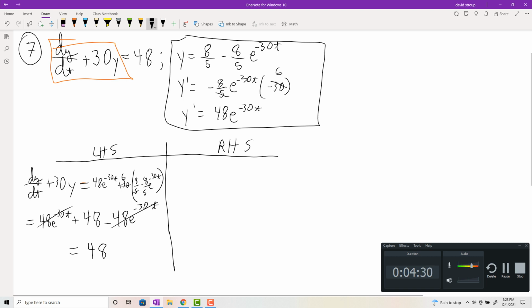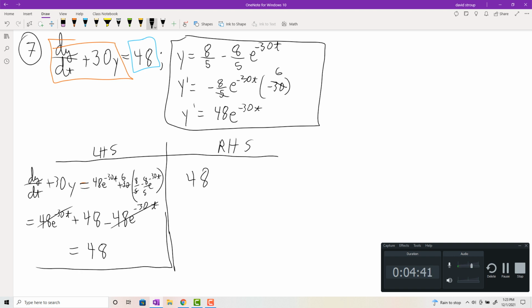The right-hand side then is 48. So it looks like these are both equal. There were no restrictions on this process, so you could say the interval on which this will work will be from negative infinity to infinity. And so it is a solution.